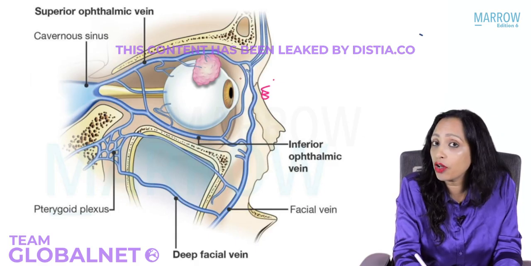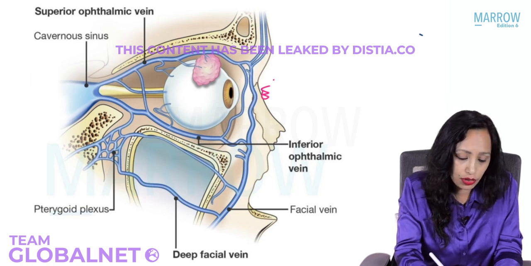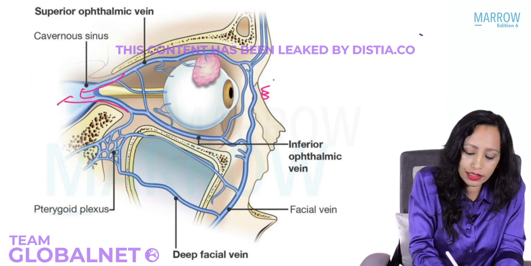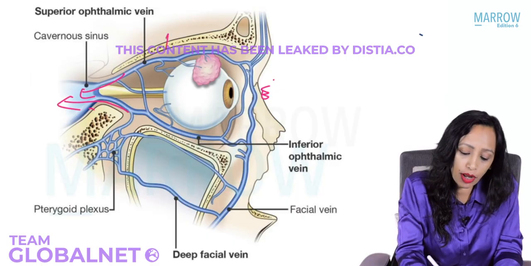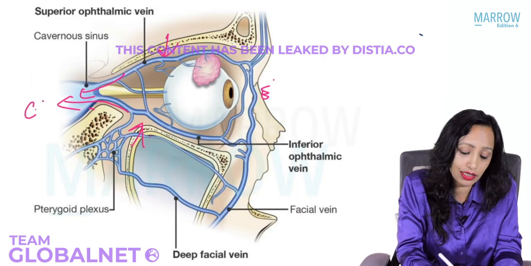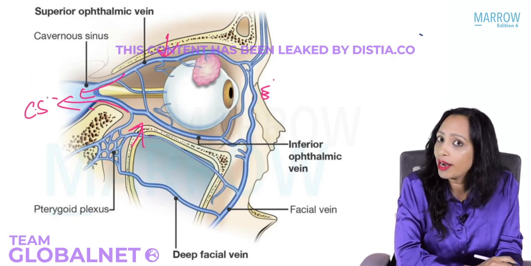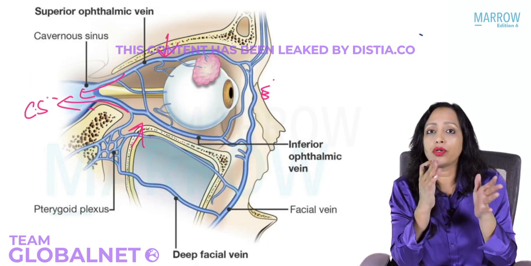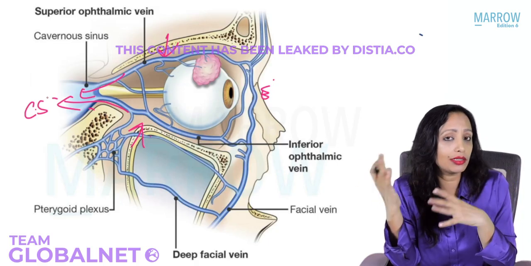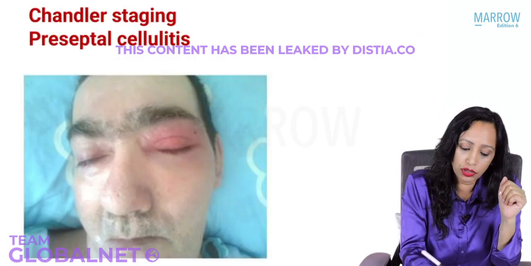And the superior and the inferior ophthalmic vein, do they also drain into the cavernous sinus? Yes, they do. They ultimately go into the cavernous sinus. So the infection from the superior and inferior ophthalmic vein, the infection of the sinuses can reach the cavernous sinus, and it can also lead to cavernous sinus thrombosis. So Chandler divided the infection going from the ethmoid to the cavernous sinus through the orbit into 5 stages. Yes, the first stage, this is what is Chandler staging.